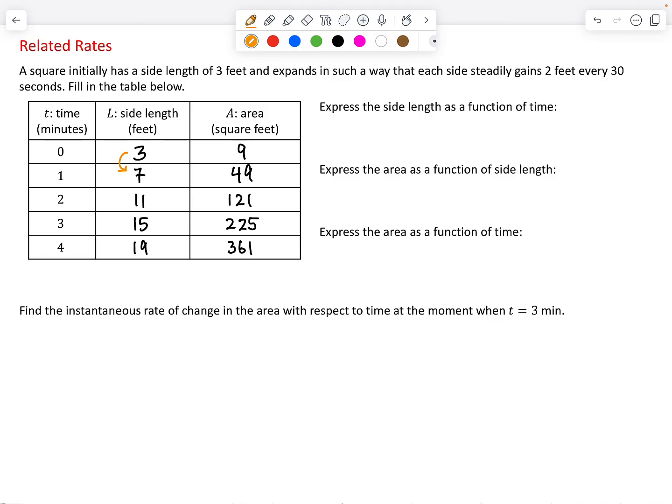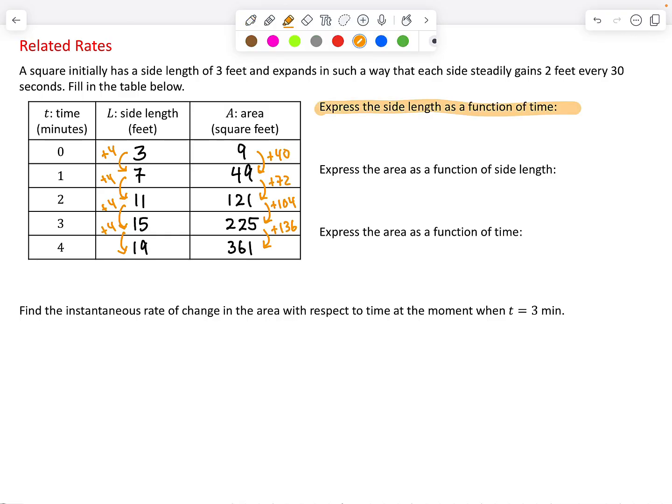Even though the side length is growing at a steady rate, meaning we gained 4 feet every minute, notice that the areas are not growing at a steady rate. We gained 40 square feet, then 72 square feet, then 104 square feet, then 136 square feet. So the area is not growing at a steady rate.